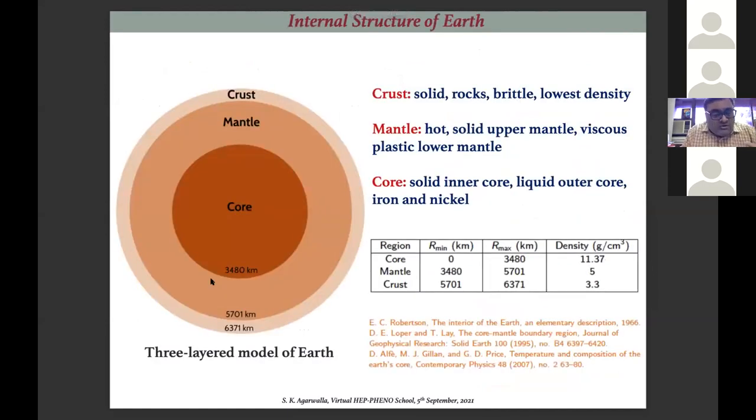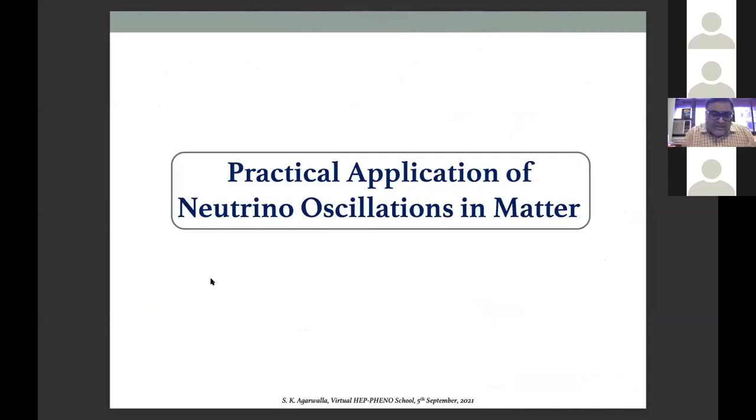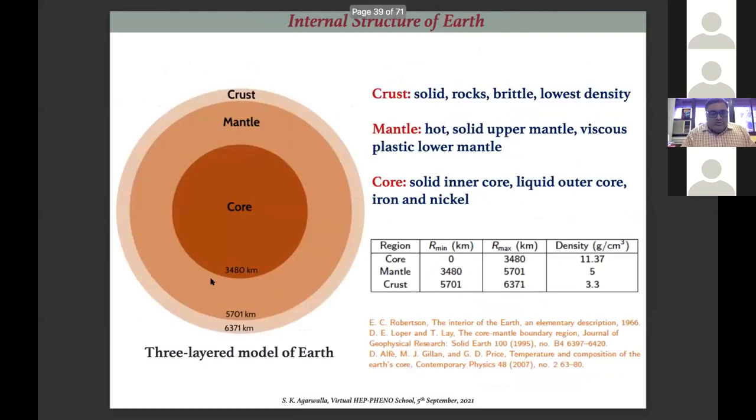I just want to tell you that there are some practical applications of neutrino oscillations when neutrinos travel in matter. This is a cartoon of our Earth, right? We know that roughly there are 3 layers: a core, a mantle, and a crust. From earthquake studies, from seismic studies, we have a very good idea about our Earth's structure, and there we have roughly these 3 layers: core, mantle, and crust.